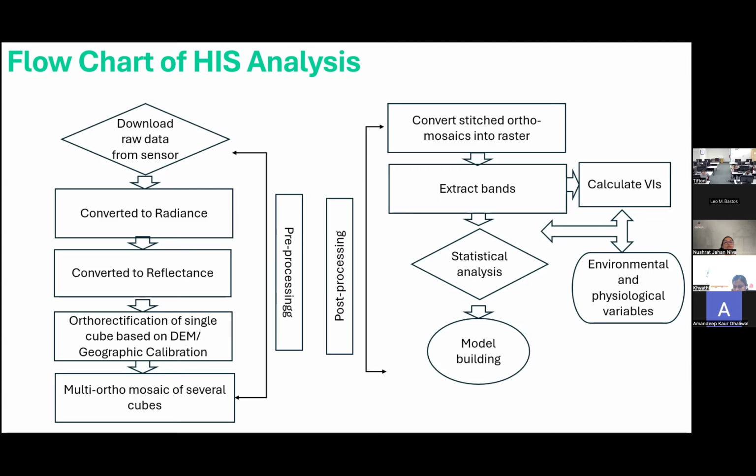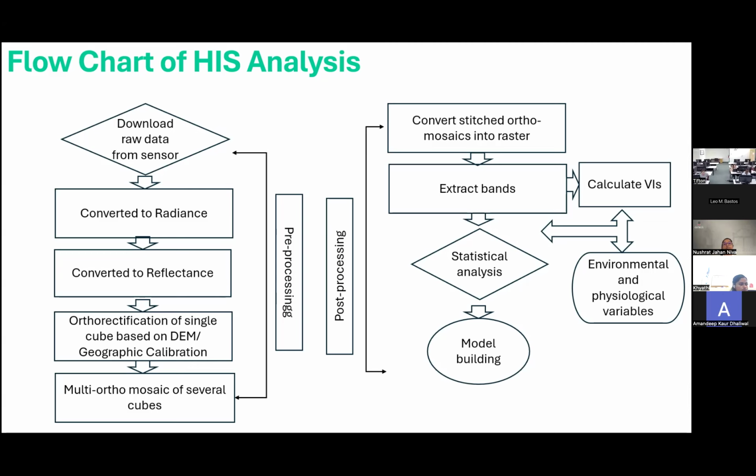As I mentioned, with the white reference, we converted to radiance. Then from radiance, we converted to the actual reflectance value. Then we did ortho rectification of one single cube. What is geometric calibration? I wrote it wrong here. It should be geometric calibration. And then we stitched all the images, which is multi-ortho.